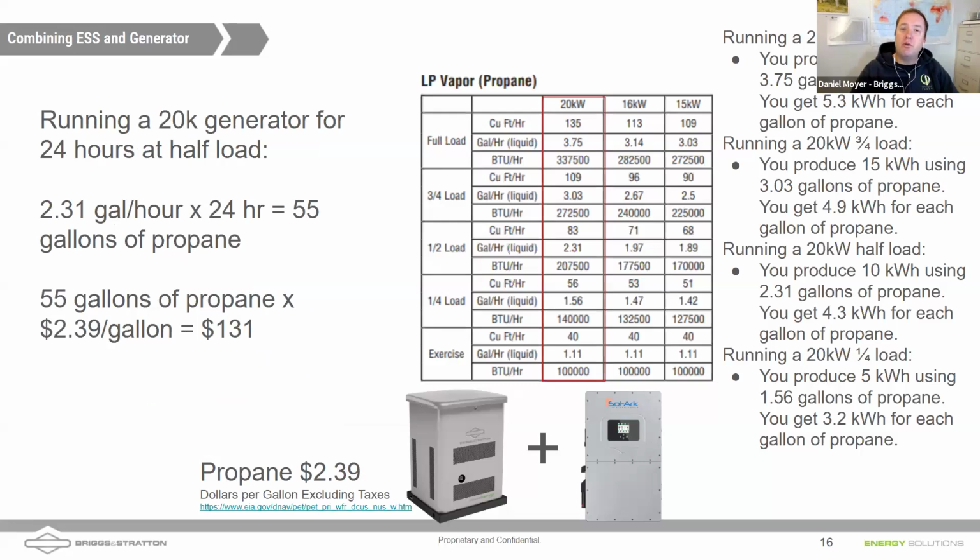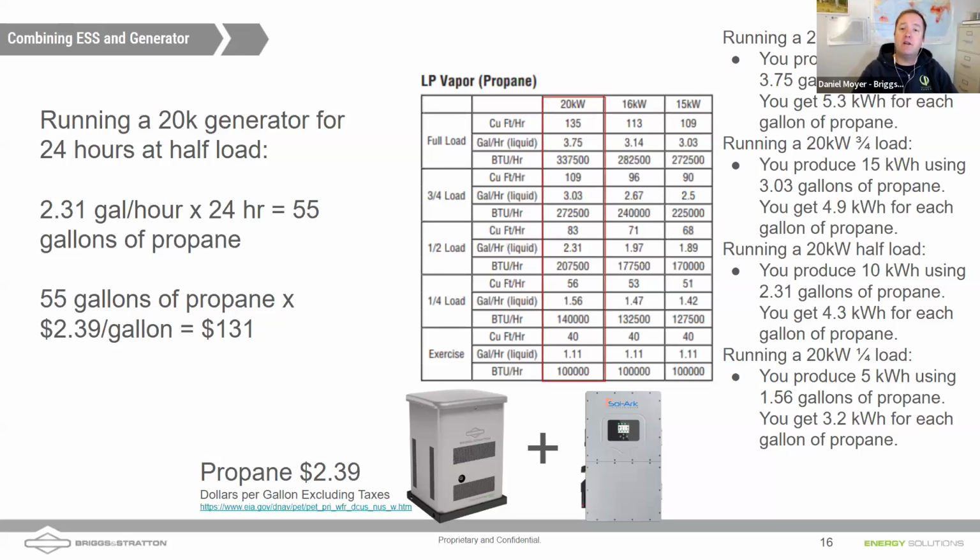And this is showing you how much propane costs, the average in the country. People, please put in the chat or the Q&A how much propane costs for you. But if you're running a 20K generator, even at half load, 2.31 gallons per hour, you run that all day, you're using about 55 gallons of propane. That's over $100. Even if you're running at quarter load, you're still getting close to $90 of propane you're using.